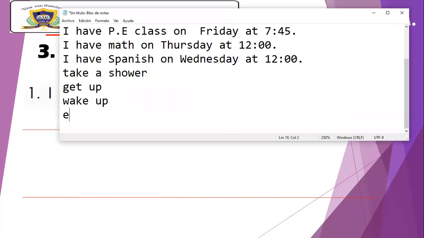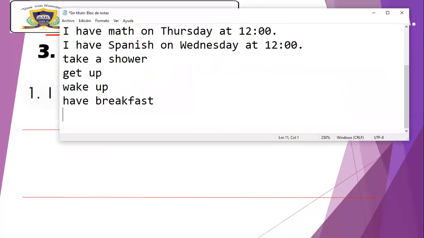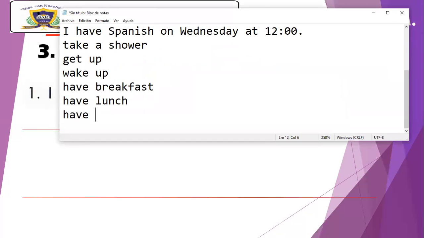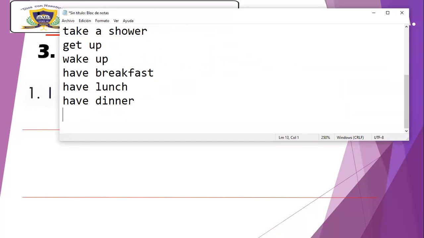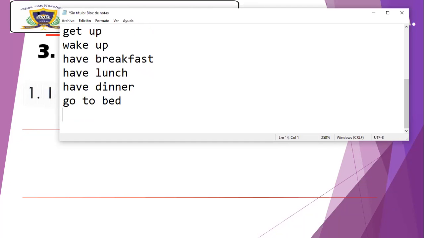Breakfast, yeah, excellent. For example, have breakfast, good. Have lunch, good. What else? Have dinner, good. Wake up, have breakfast, have lunch, have dinner. Good. What else? Come on. Okay, for example, go to bed. Yes, go to bed. And what else?